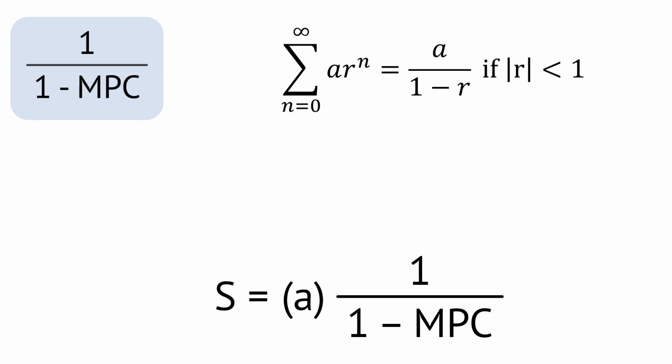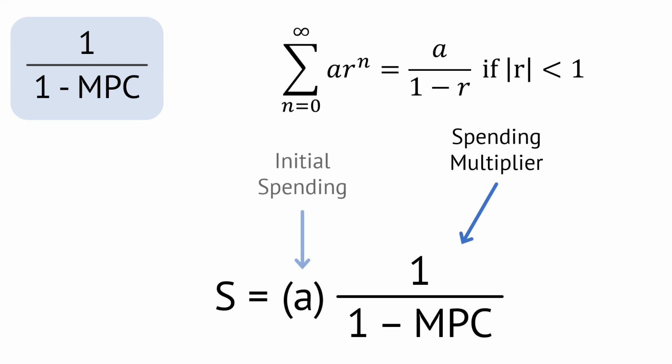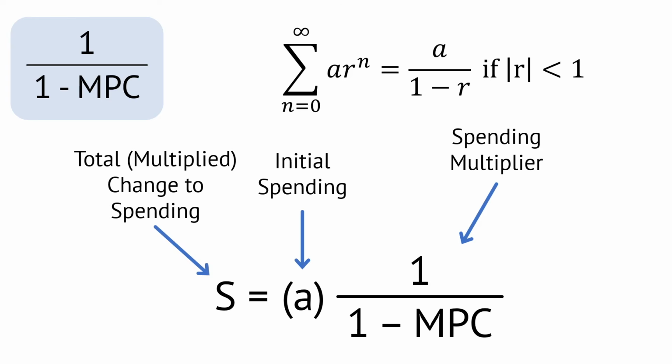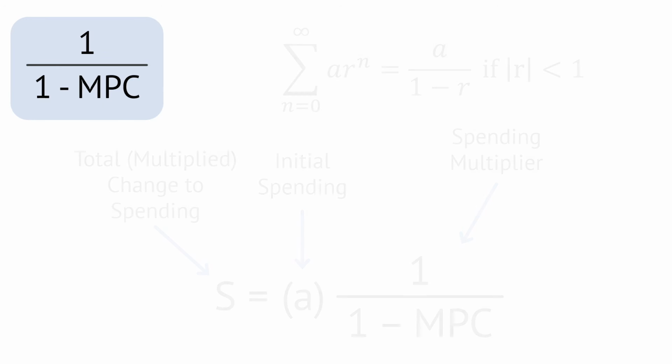So now that we have this, again, should really start looking familiar, because off to the right side here, we have our spending multiplier. And we say our spending multiplier there times a, whatever that initial spending is, equal to the total multiplied change that happens in spending to our GDP. And that's exactly how we use this spending multiplier. So let's go ahead and take a look at this now that we understand it using a real life example.